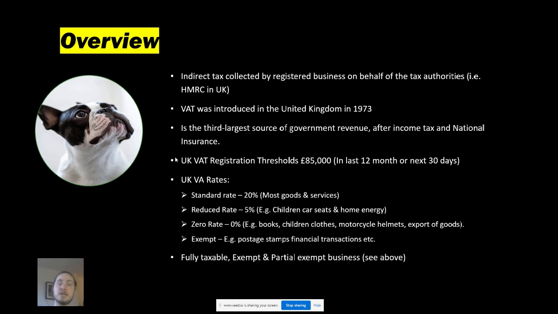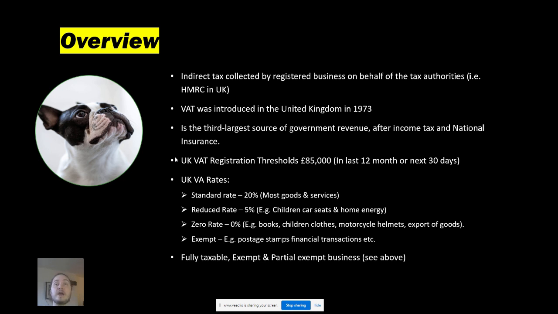Anyway, we're going to be discussing the pros and cons later, but if your turnover goes over the registration threshold, at that point you have no option anymore. You must register for VAT. You must start charging your clients, your customers, VAT, and you must start filing VAT returns, and so on and so on.